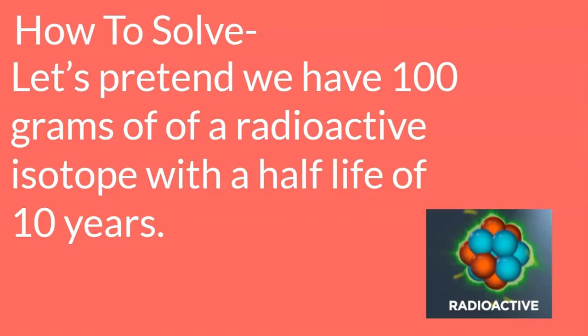So how do you solve this? Well, first of all, let's pretend we have 100 grams of a radioactive isotope with a half-life of 10 years. And when solving these half-life math problems, sixth graders, you need to first look at the amount. The amount is 100 grams. This is the initial amount, the beginning amount. And you need to look at the half-life. The half-life is 10 years.